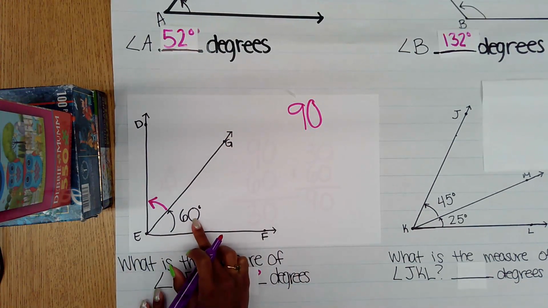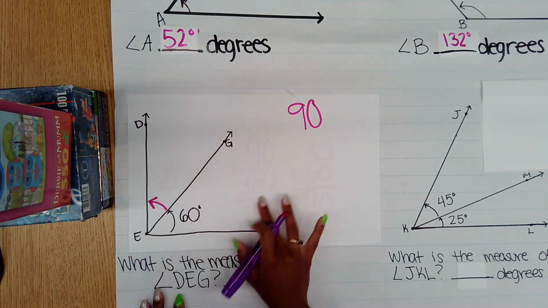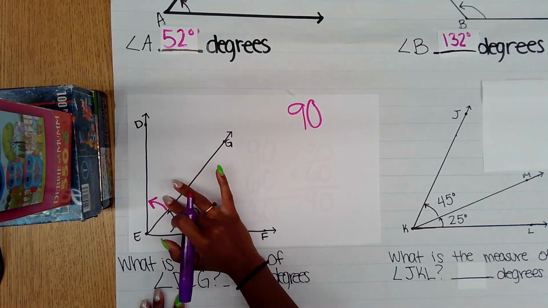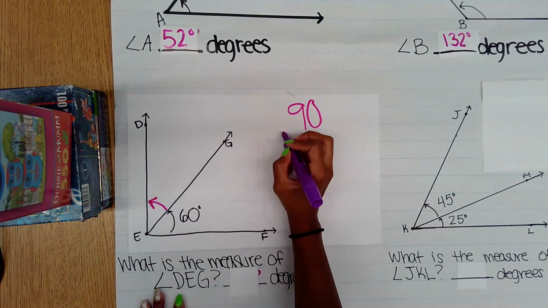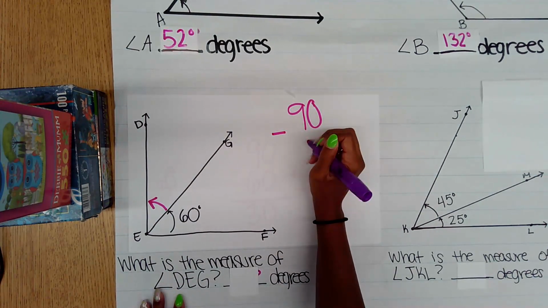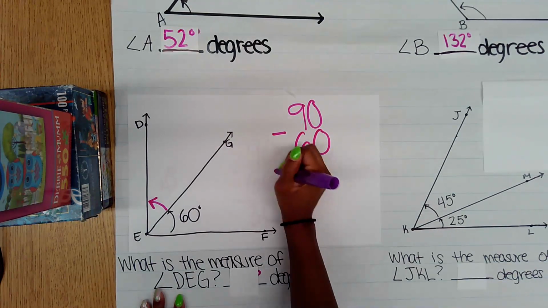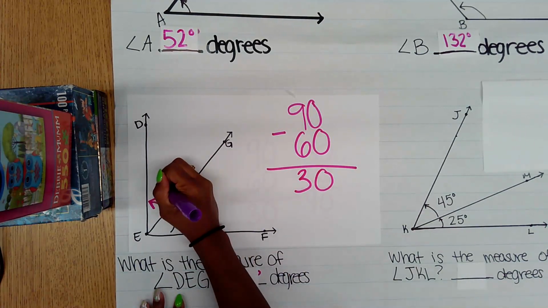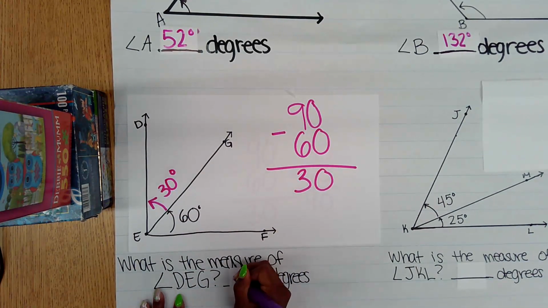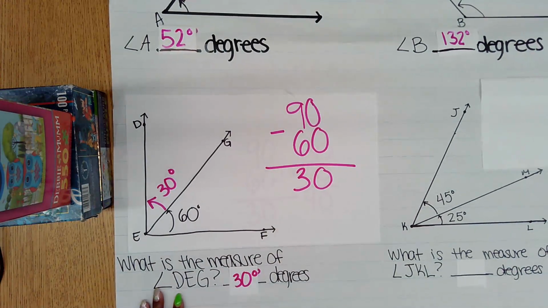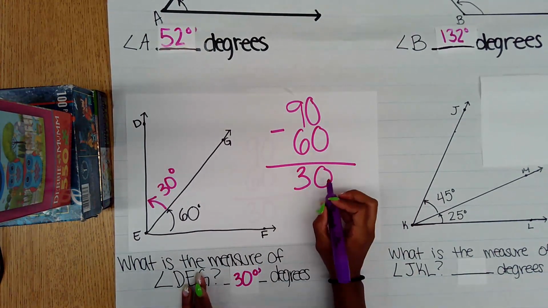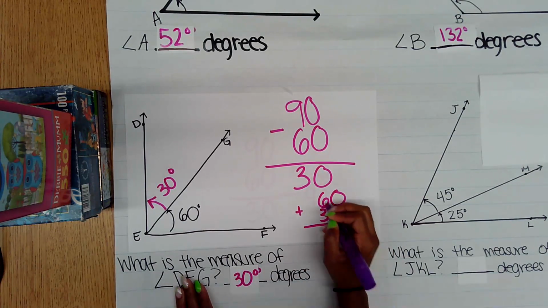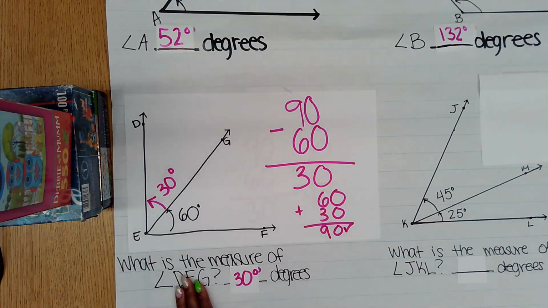If GEF is 60 degrees, and my entire angle is 90 degrees, I need to find the difference, and that will give me this missing angle right here. So I'm going to take my 90 degrees, and I'm going to subtract 60, and that leaves me with 30, which means angle DEG is about 30 degrees. And to double check my work, I'm going to do 60 plus 30, and I should get 90, which I do.